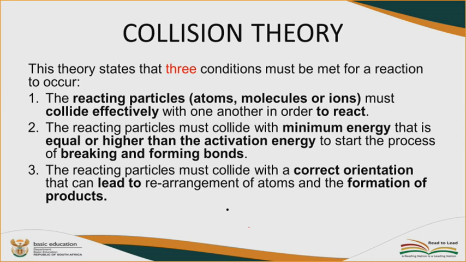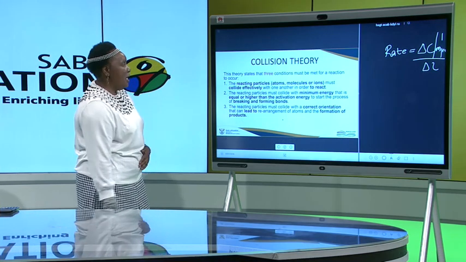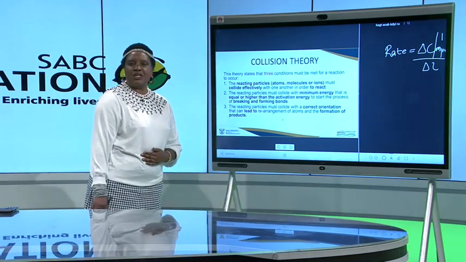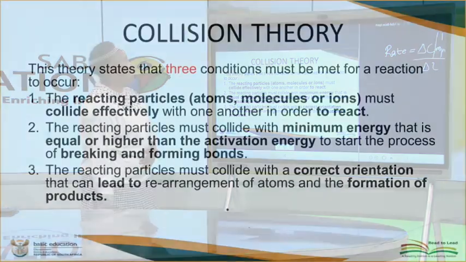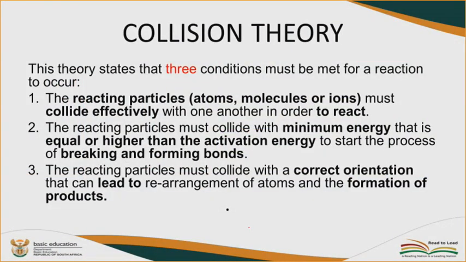Collision theory. What is collision theory? This theory helps us to explain why a reaction takes place. In order for this reaction to take place, there must be 3 conditions that must be met. Condition number 1, the reacting particles must collide effectively. And when they collide effectively, they must collide with minimum energy. Don't forget that minimum energy. This minimum energy is the activation energy that we defined at the beginning when we were dealing with the objective of the lesson.